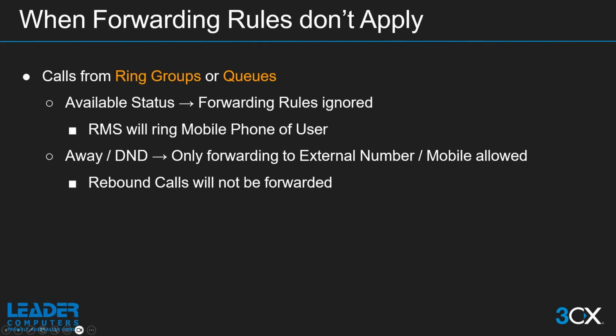And there are also certain scenarios when forwarding rules do not apply. That's basically calls from a ring group or call queue. So let's say the call comes through the call queue and it rings the user. If the status is available, the forwarding rules are ignored and it automatically rings the user, or if ring my mobile simultaneously is enabled, then it also rings the mobile phone of the user. And if it is set to away or DND, only forwarding to an external number or mobile is allowed, so inbound calls will not be forwarded.